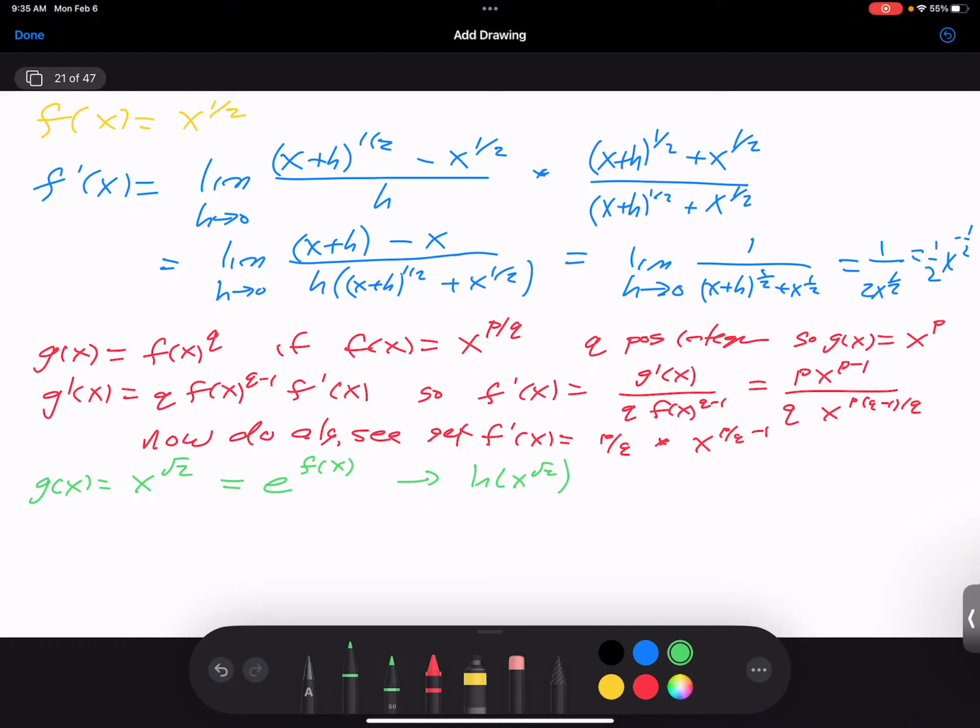So if I want to solve this, I get the natural log of x to the root 2 is the natural log of e to the f of x. So I would get root 2 natural log of x is equal to f of x natural log of e. What's the natural log of e?